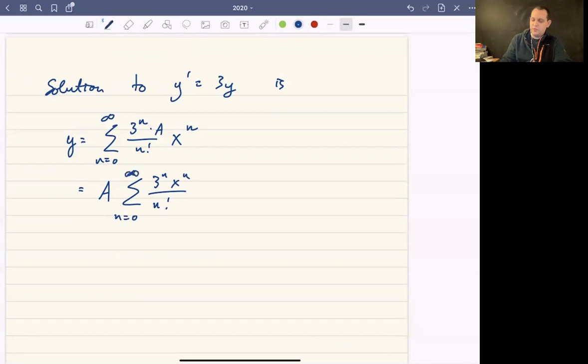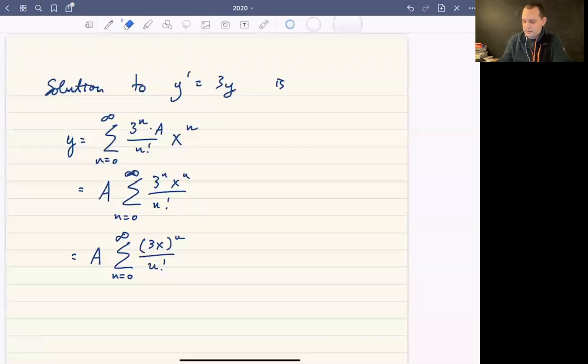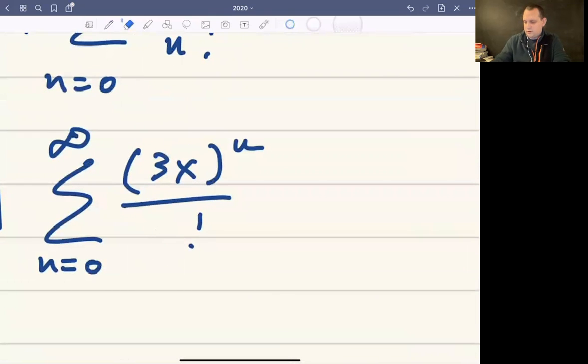This, by the way, is where the power series that I told you that you needed to know come into play. So this is where they're relevant. This is now a times the sum of 3x to the n over n factorial. And that looks a lot like, this is an n in the denominator, by the way, not a u. I've never been able to write n's properly.